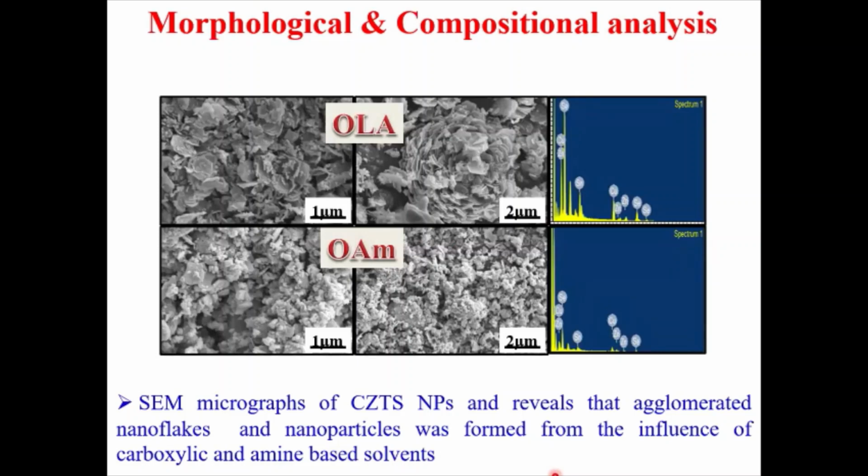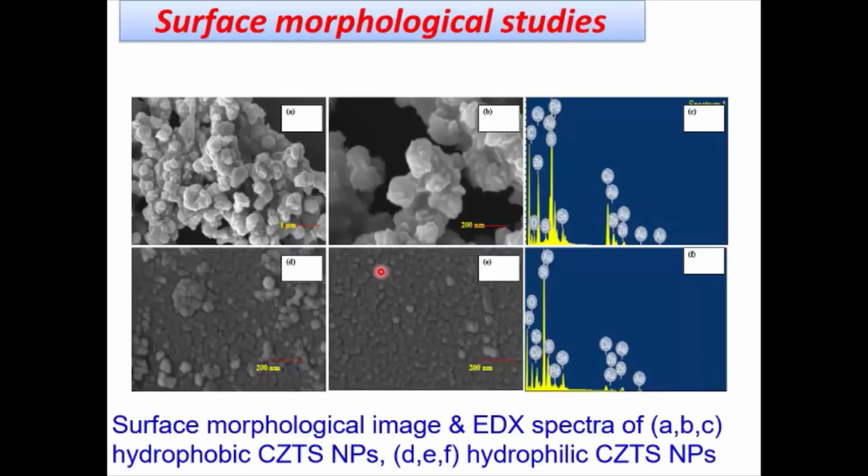After this is pure oleic acid and oleylamine and CZTS nanoparticles without ligand exchange. You can see the particle evolution after ligand exchange. So this is hydrophobic with oleic acid and oleylamine. After ligand exchange with toluene or chloroform, it becomes hydrophilic, and it has very good applications.